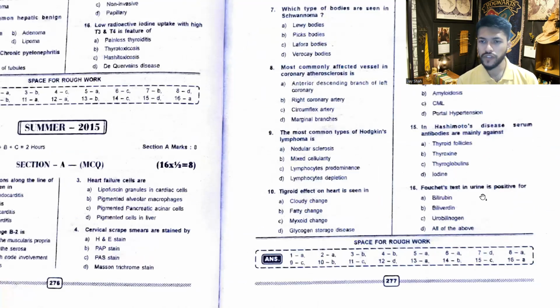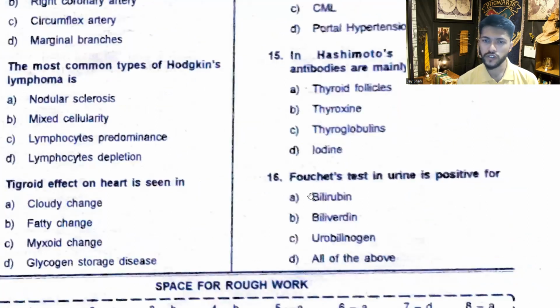Next is summer 2015. Fouchet's test in urine is positive for? Fouchet's test is generally for bile pigments and it is bilirubin. It's not biliverdin or urobilinogen, it is bilirubin. Hashimoto's disease serum antibodies mainly against: it is anti-TPO, anti-microsomal and anti-thyroglobulin. So the answer here is thyroglobulin.